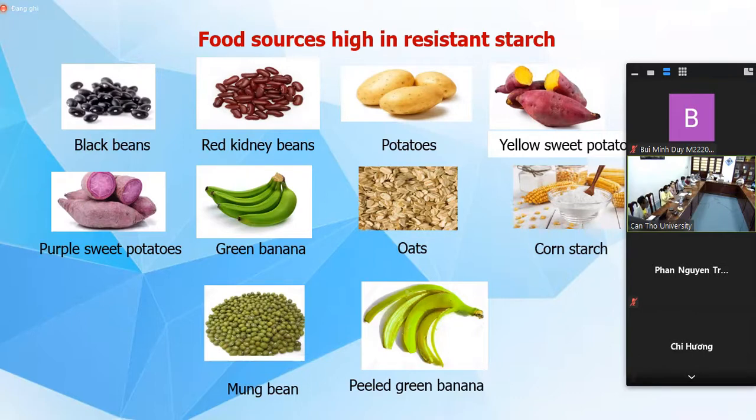In vitro, you use many kinds of materials. Yes, we use this. What is the factor you use to make the resistant starch? For example, temperature or enzymes, or what is it? Temperature. Yeah, we are using temperature.